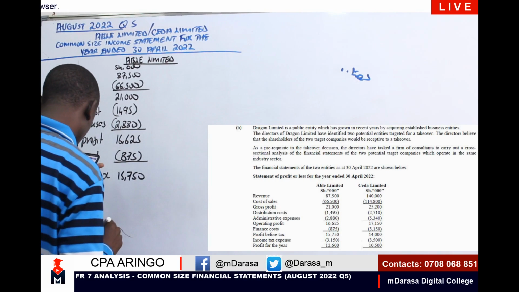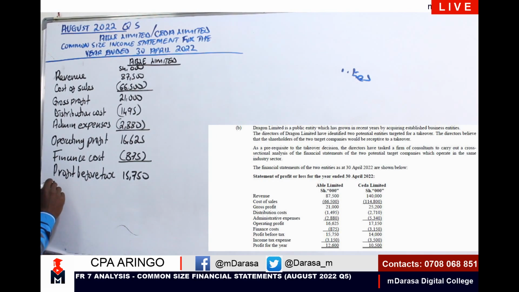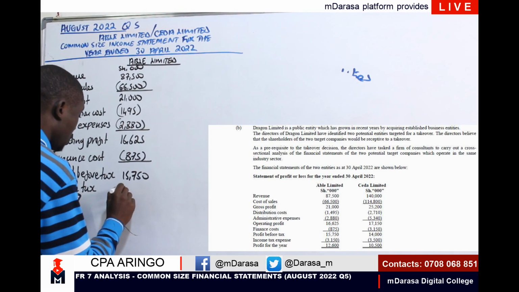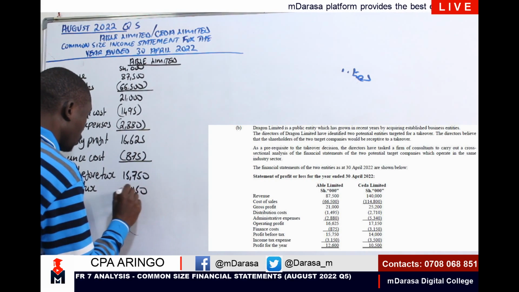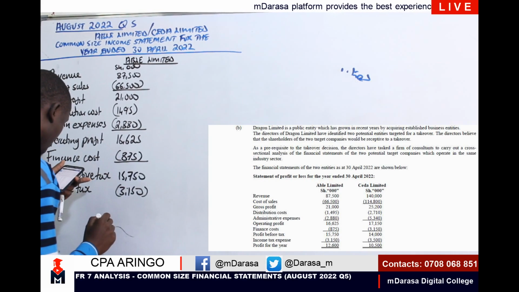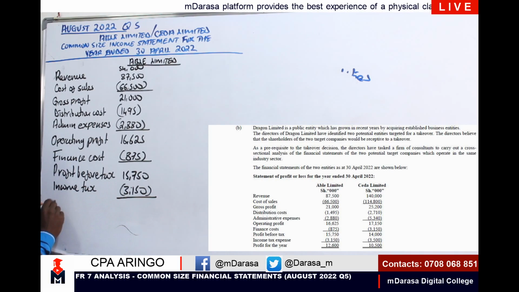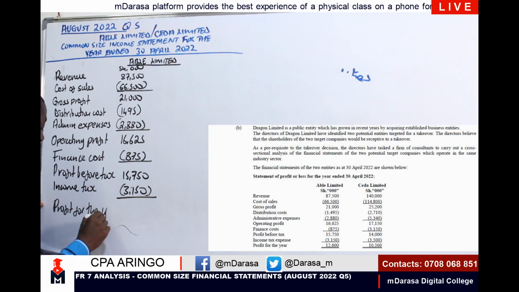15,750. Then I'm having income tax expense, a figure of 3150. Then finally, I'm having what? Profit for the year.